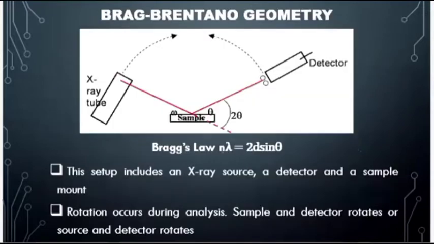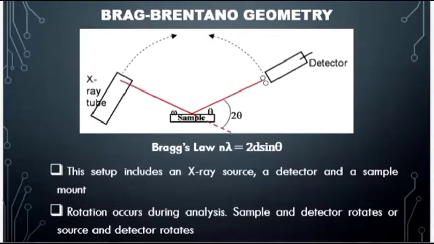So now we are going to take a look at how XRD machines use the law stated lately. First, we need to identify the basic setup for the machine. This includes the X-ray tube, the sample mount, and the detector. In order to find the lattice spacing using Bragg's law, rotation must take place so that the X-ray can be detected at various diffraction angles.